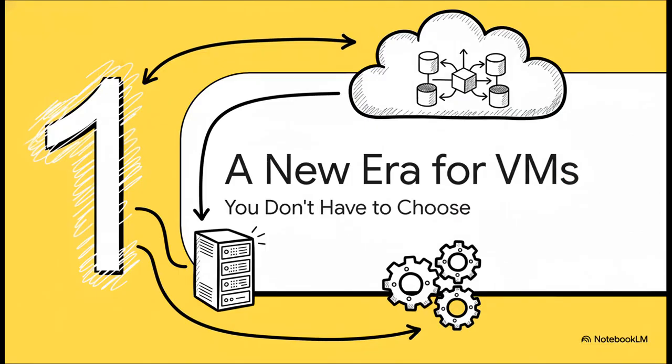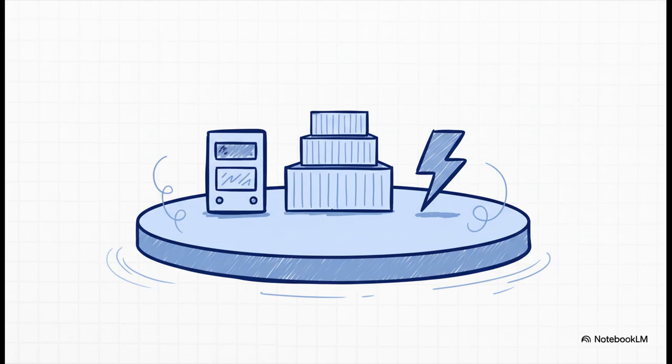And that brings us to our first real game changer here. The old rules, they just don't apply anymore. You don't have to choose between the stability of your VMs and the agility of modern containers. You really can have both. The secret sauce that makes this all possible is called OpenShift Virtualization. The best way to think of it is like a universal adapter. It literally lets you plug your old, reliable VMs directly into the new, powerful world of containers.